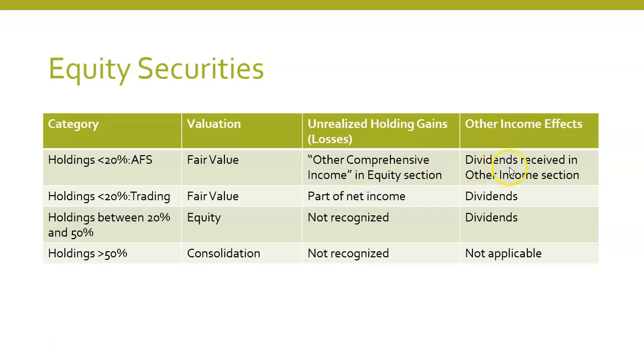If we receive dividends, not all stocks pay dividends, but if we receive dividends, then whatever we receive, we would debit cash and credit dividend income, and that would go in the other income section of the income statement. And again, for any of these, if we receive dividends, we would record them as dividend income. Okay?